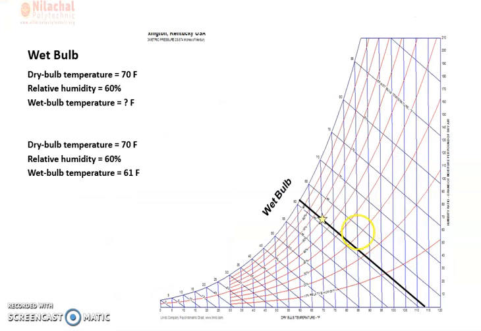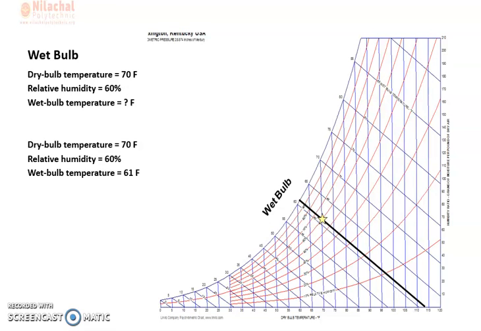Then another parameter. The question gives the dry bulb temperature 70 degrees Fahrenheit and relative humidity 60%, and asks to find the wet bulb temperature. Just now I showed you how to find the dry bulb temperature and the relative humidity. Here you observe this is the 70 degree dry bulb temperature vertical line, and this is the relative humidity curve, and they cut here. Then you have to find the wet bulb temperature.